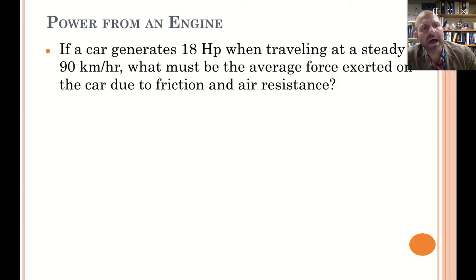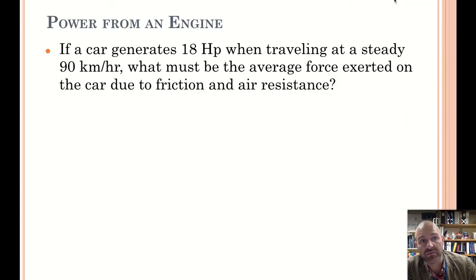So let's think about power from an engine or a motor driving a vehicle. This is the kind of thing that I think many people have asked about. What about when wheels are spinning and all of this? Well, it can get complicated, but if you imagine that a car has 18 horsepower of power output when traveling at a steady 90 kilometers per hour, we can think about what must be the average force exerted on the car due to air resistance and friction and all the other things that the engine has to overcome to keep it going at a constant rate.